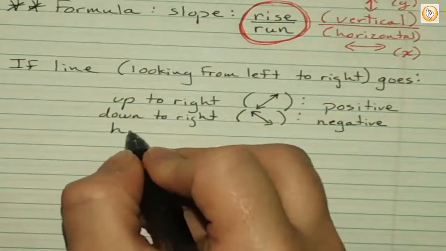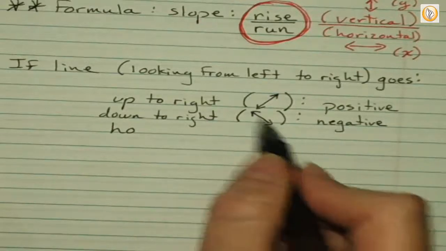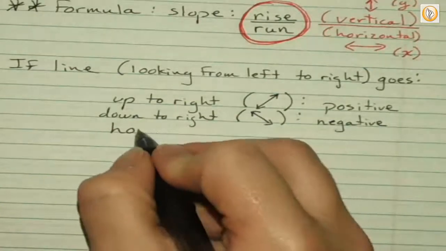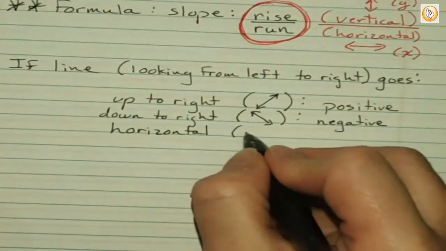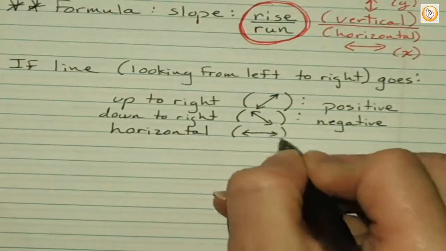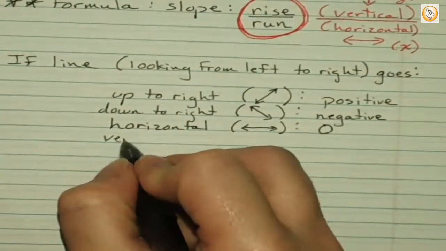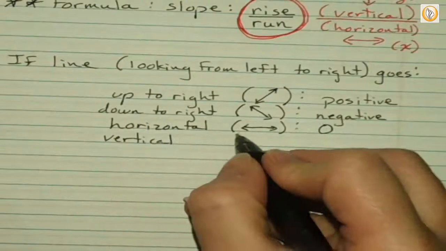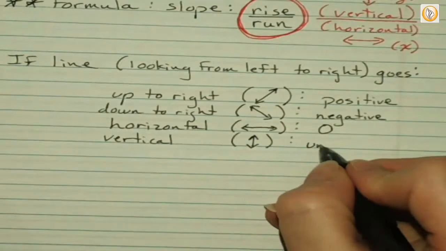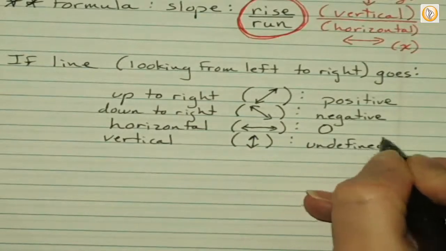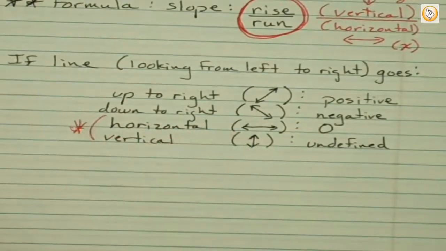So it's basically, if the line is going up to the right, it's a positive slope. If it's going down like that, it's a negative slope. If you have a horizontal line, the slope is 0. If you have a vertical line, now this stuff is important, it's considered undefined. These two are kind of important.